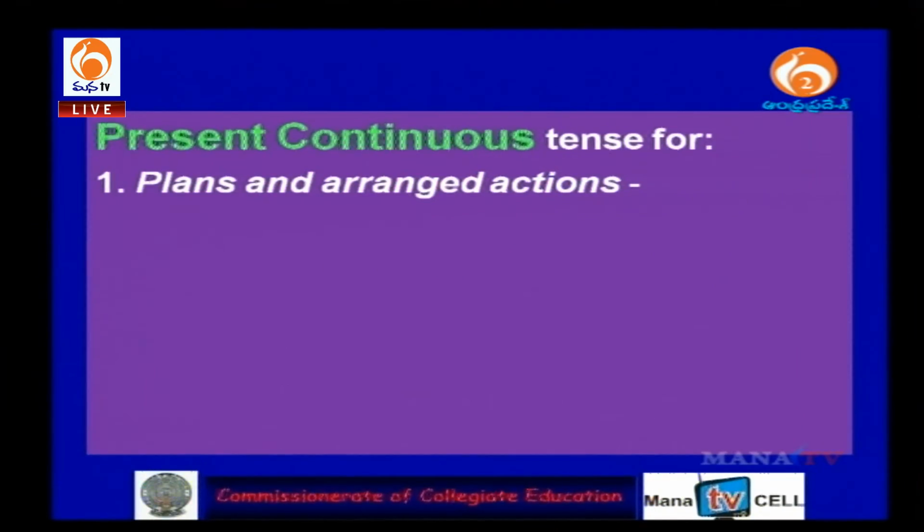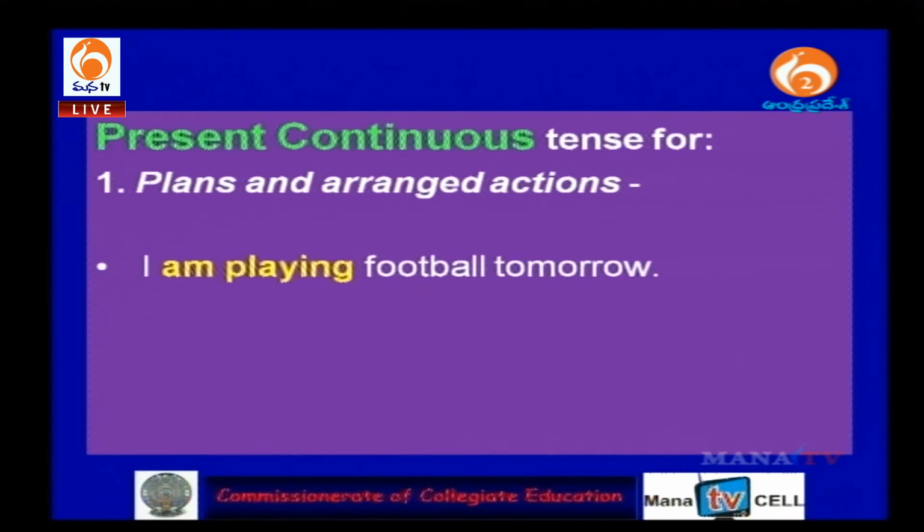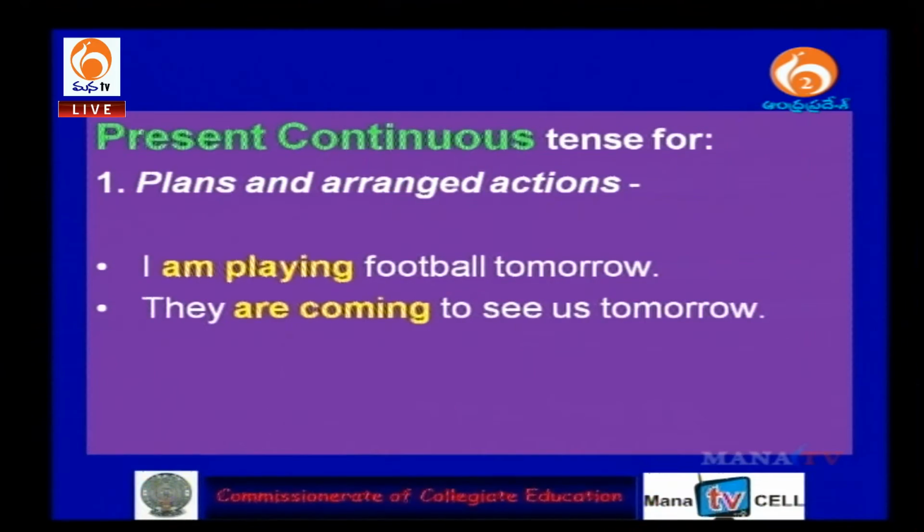Now the second option, the second possibility is using of present continuous tense in the place of future. When do we use present continuous tense? To represent plans and arranged actions. Here again, I am playing football tomorrow. You can use I play football tomorrow. There is no problem. I need not use I am playing. That means we have two combinations of verbs or two tenses as options for future tense. Then they are coming to see us tomorrow.